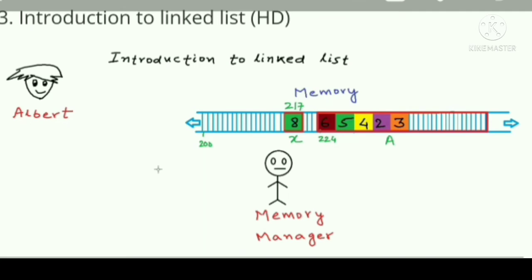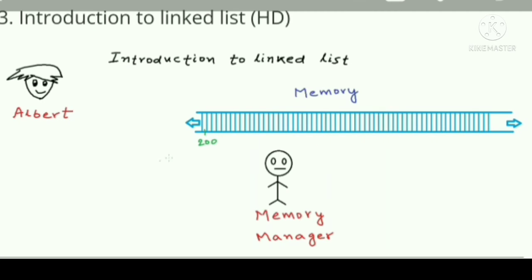What Albert can do is that instead of asking the memory manager for an array, which will be one large contiguous block of memory, he can ask memory for one unit of data at a time, for one element at a time in a separate request. I'm cleaning up the memory here. Once again, let's say Albert wants to store this list of 4 integers in the memory. What if he requests memory for one integer at a time?